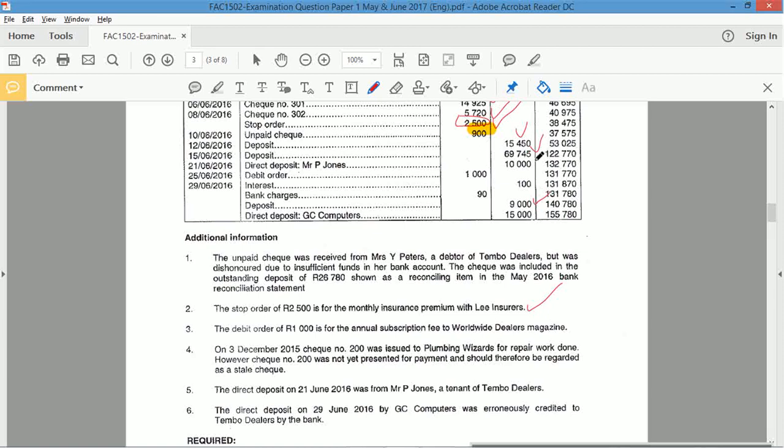If it went through, it would have been credited. So this would have been an outstanding check. Dishonored check. Because it's unpaid. Unpaid meaning it didn't go through. Here's unpaid check. Was received from Peters, a debtor, but was dishonored due to insufficient funds. There you go. Okay, see that? Yes.